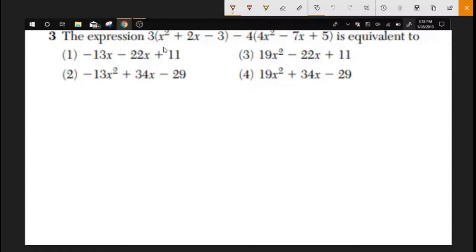It says the expression 3x squared plus 2x minus 3 minus 4x multiplied by 4x squared minus 7x plus 5 is equivalent to, and we have to pretty much simplify this equation. So we talked about the distributive property last time. So what we're going to do is we're just going to write this whole thing out again because I don't have room.